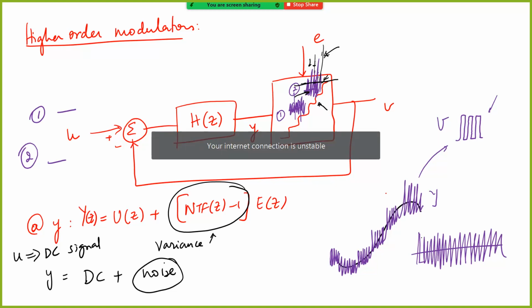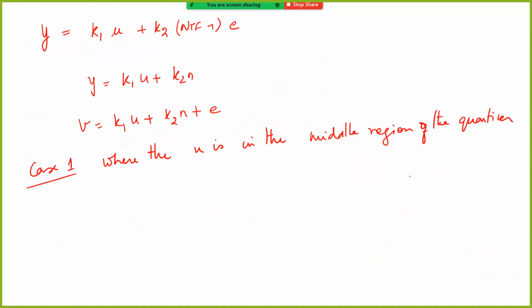I pretty much think they are equal, because the noise and this are pretty close to each other. The quantizer is not running into saturation, and therefore K1 will be approximately equal to K2.